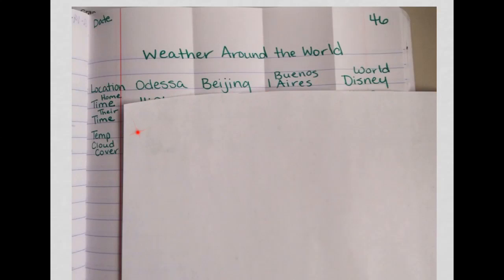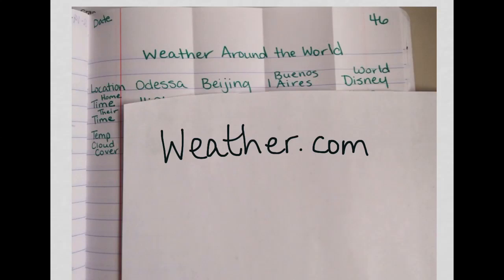I went to weather.com and got the data that goes down here. With your parents' permission, you can go to weather.com and pick your own 4 locations. Just be sure you record which locations you pick if you decide to do different ones.